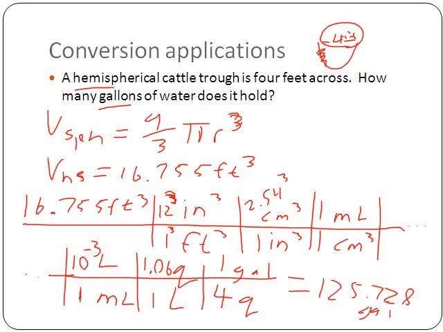In this case right here, since it's spelled out 4 feet, that's exactly 4 feet. And so this would be fine for our final answer. So 125.728 gallons would be the total volume of this hemispherical trough. Just an example worked out there of how we might go about working out a conversion problem using factor dimensional analysis.